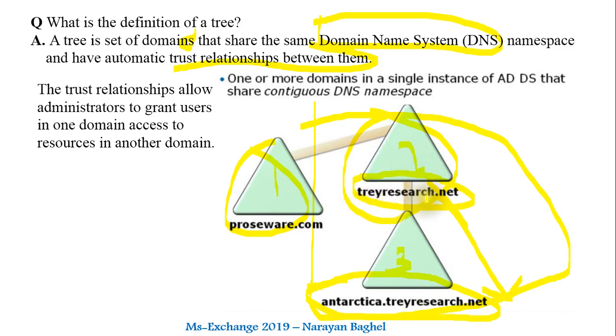As you can see here, trayresearch.net, and Antarctica is added to it. So here you are getting 2 trees. One tree is this, and you can consider this is also a single tree. This is how it is designed, and there will be a trust relationship between both the domains, so that if TrayResearch wants to access any data from Antarctica, they will allow it as per the requirement and they can access it easily. That is why a trust relationship is required.